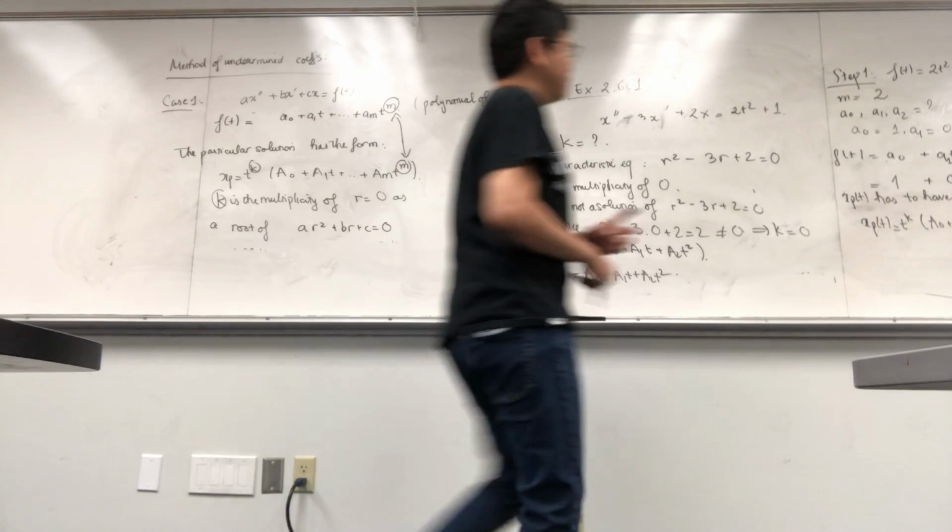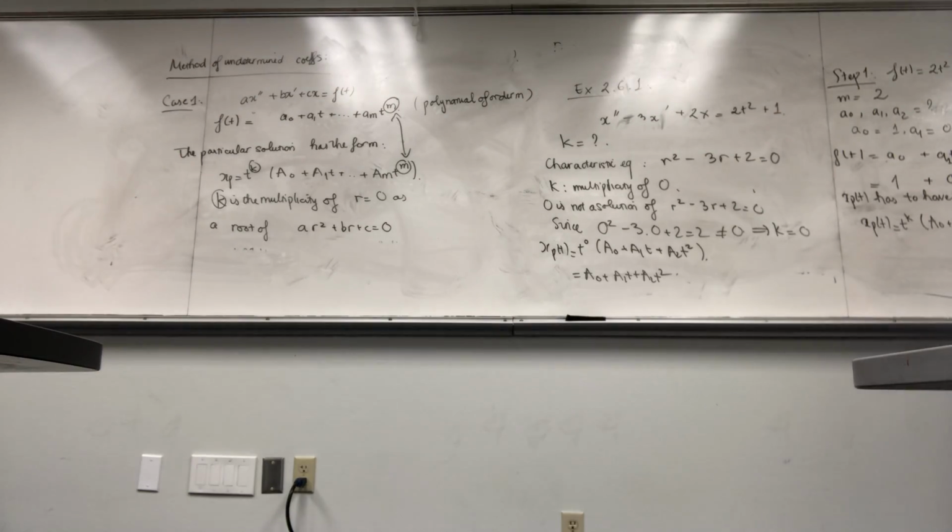So now you have what? You have f is 2t squared plus 1, right? So in this case, m is 2 because the order of this polynomial is 2. So f has the form a0 plus a1t plus a2t squared. So which means that a0 is 1, a1 is 0, a2 is 2. Right? So now you use that formula. So x_p has to have the form t to the k, a0 plus a1t plus a2t squared.